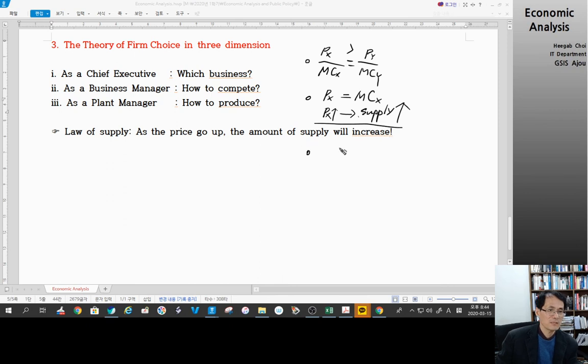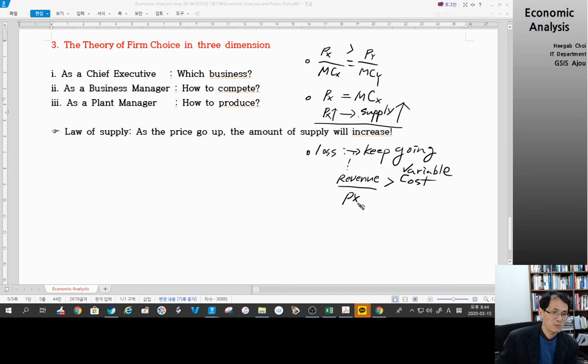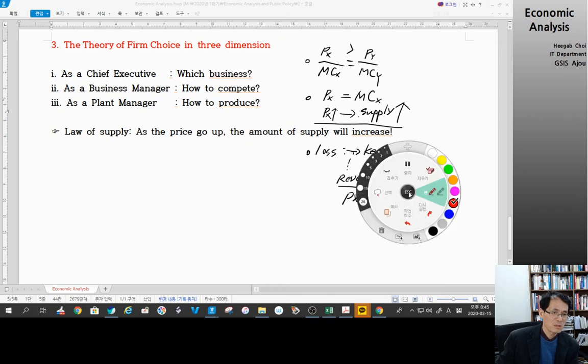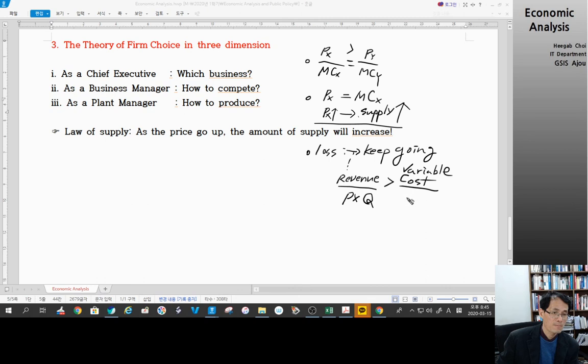Right? And the third point is that even though you are making a loss, you keep going. Under what circumstances? If the revenue is bigger than what cost? Variable cost. And how do we calculate this revenue? Well, it is calculated as P times Q. And how do we calculate this variable cost? Let's say W times Q, right? As you increase more Q, so this is the variable cost.